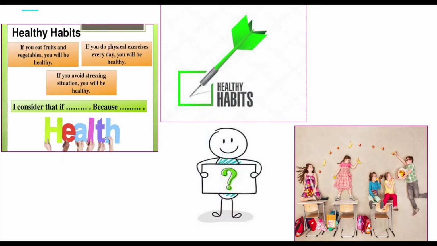Let's talk about healthy habits. You can see some examples in first conditional sentences. For example, if you eat fruit and vegetables, you will be healthy. If you do physical exercises every day, you will be healthy. I consider that if you do sports, you will be healthy because sports give you strength. So give more examples.